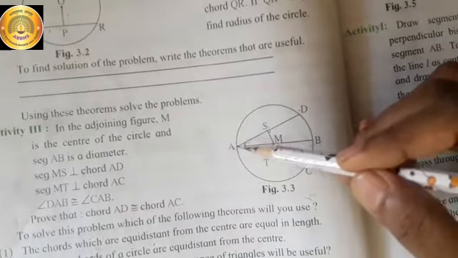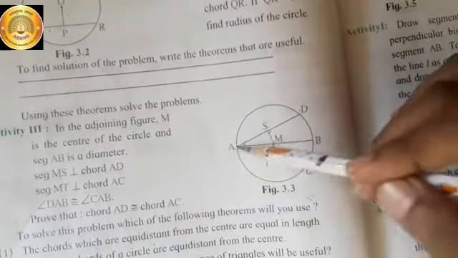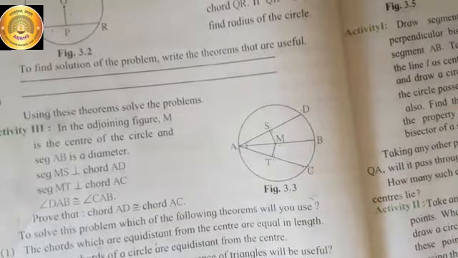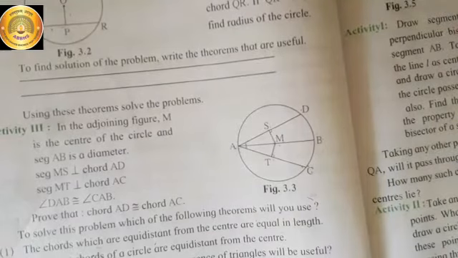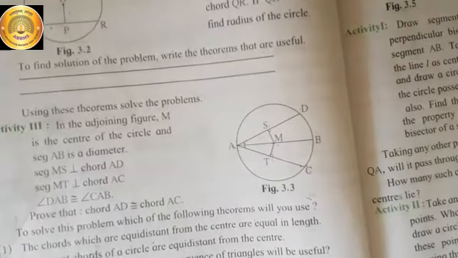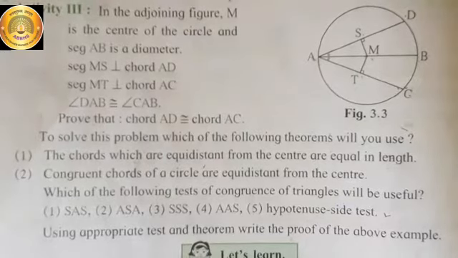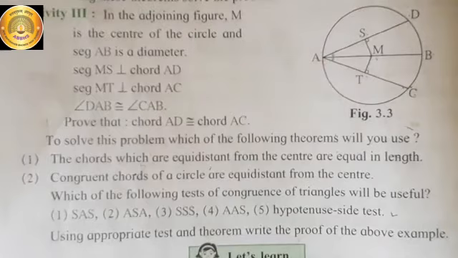Now, if these two angles are congruent, the question is we have to prove that chord AD is congruent to chord AC. Now see how to prove that. And further it is given, to solve this problem, which of the following theorems will you use? And the theorems are given.